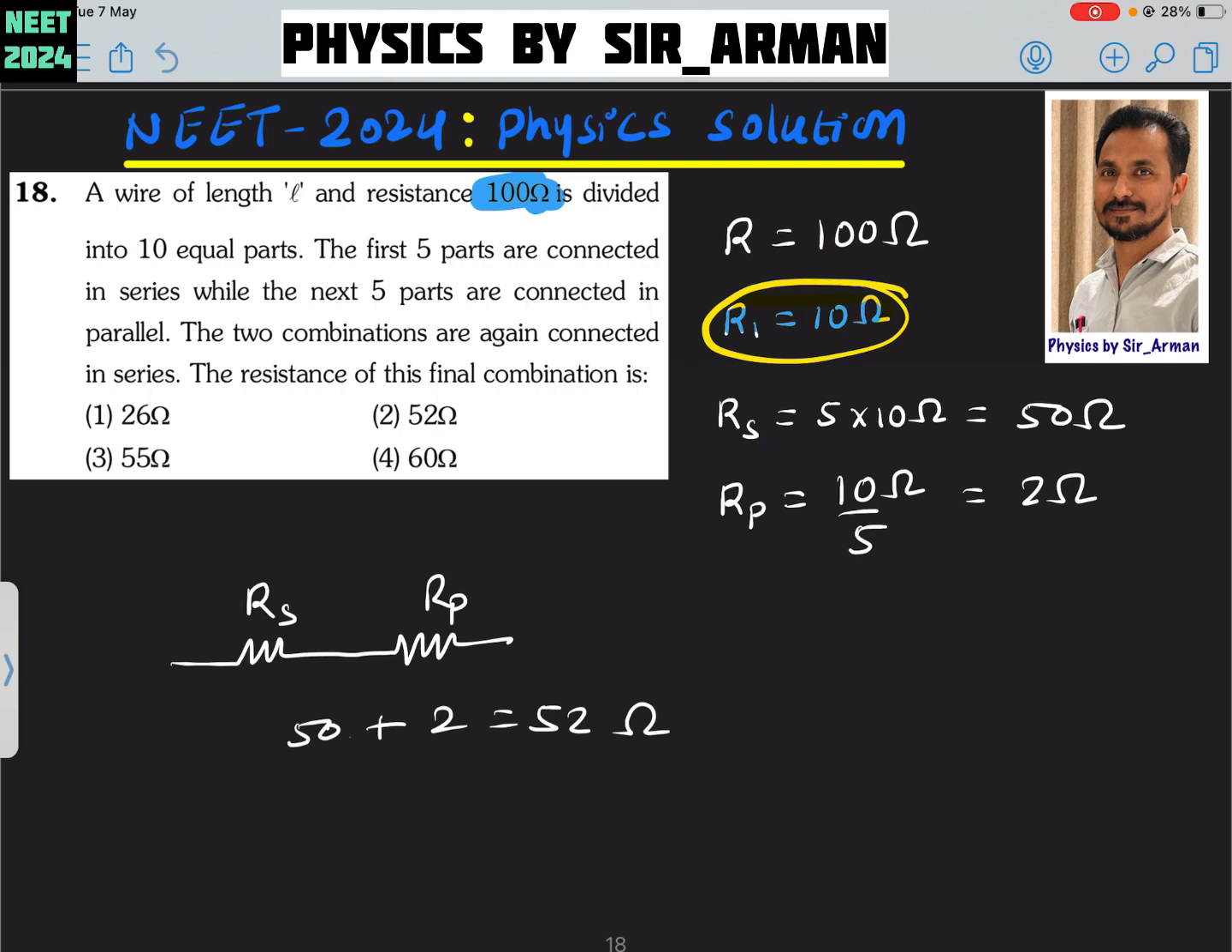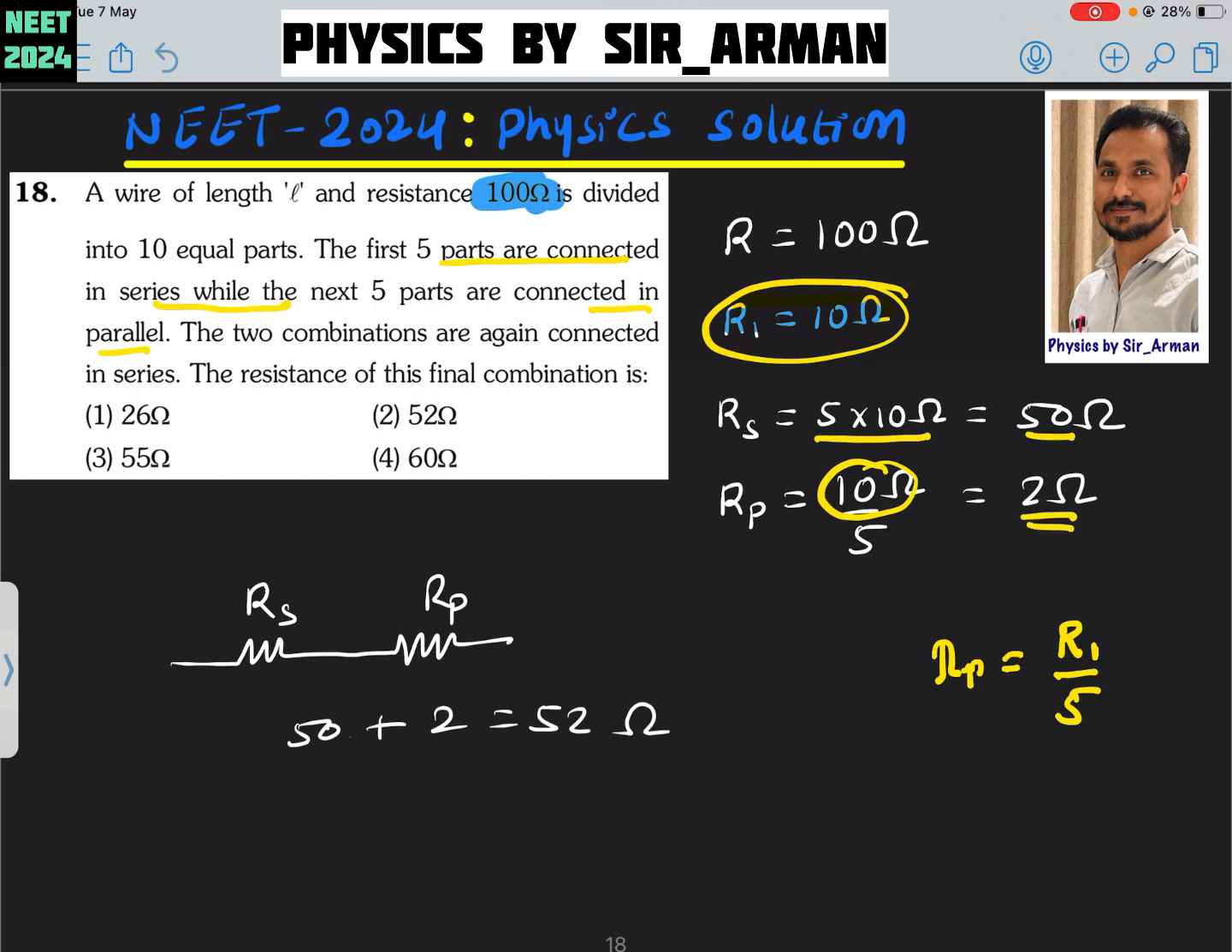Now it is given that the first 5 parts are connected in series. When you connect 5 parts in series, the total resistance will be 50 ohm, because 10 plus 10 plus 10, 5 times, becomes 50. And the next 5 parts are connected in parallel. For a parallel combination, the resistance is the resistance of one divided by the number of resistors connected in parallel. Each wire is 10 ohm and there are 5 resistors, so it will become 2 ohm.